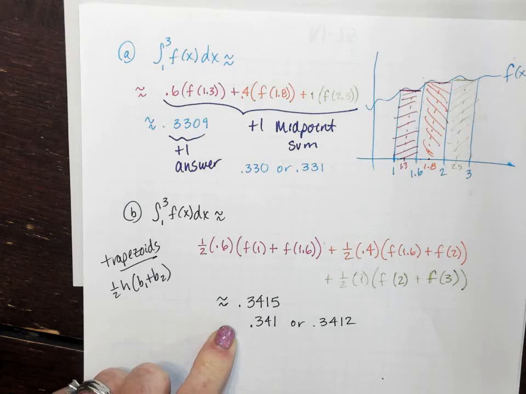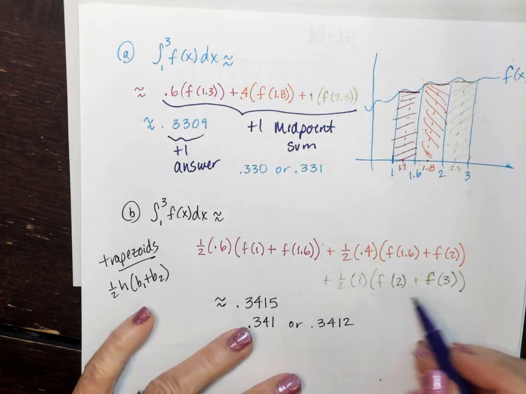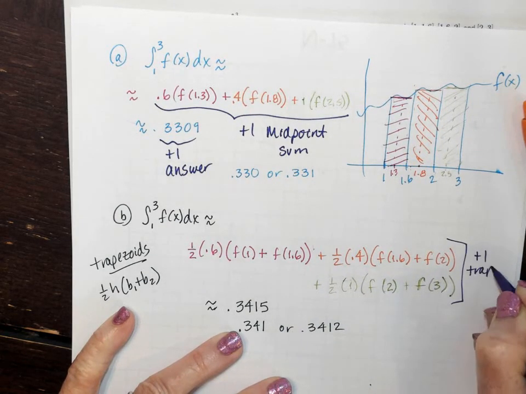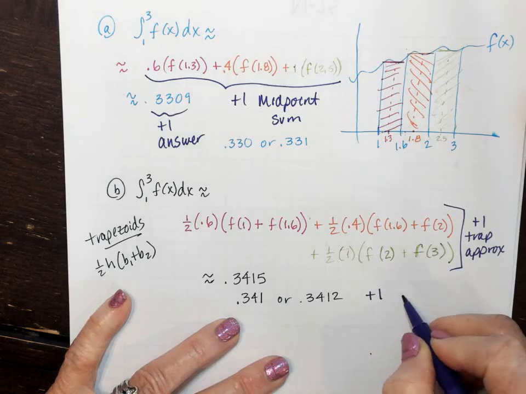All right, point values on this one. You do get 1 point for the trapezoid approximation, just kind of setting it up, and then 1 point for the answer.